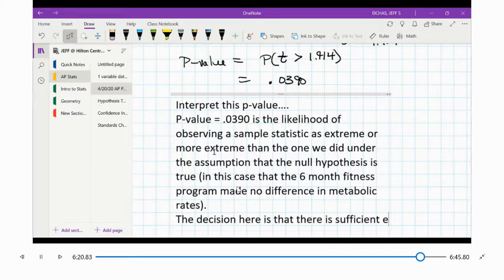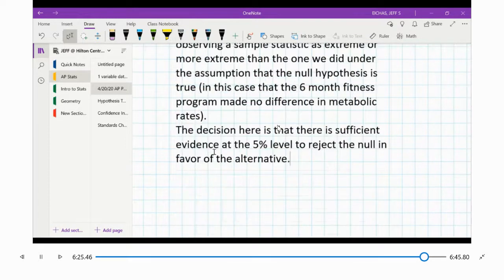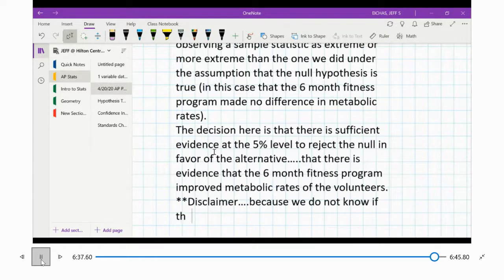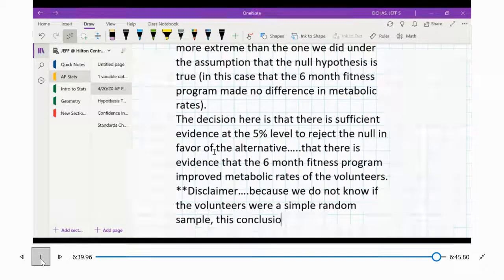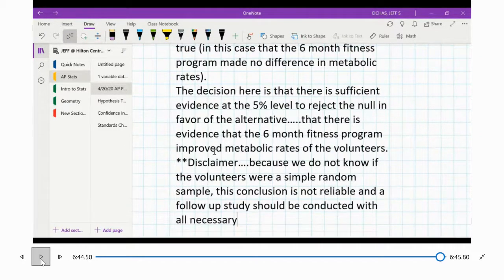The decision here is that there is sufficient evidence at the 5% level to reject that assumption in favor of the alternative. So there is evidence the 6-month fitness program improved metabolic rates of the volunteers. Here's where the disclaimer comes in. Okay, we did not know if the volunteers were in fact a simple random sample, so this conclusion is not reliable, and a follow-up study should be conducted with all necessary assumptions met. There it is.